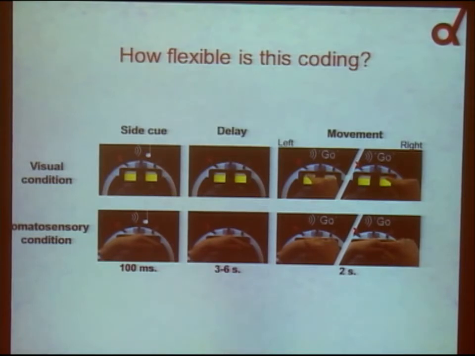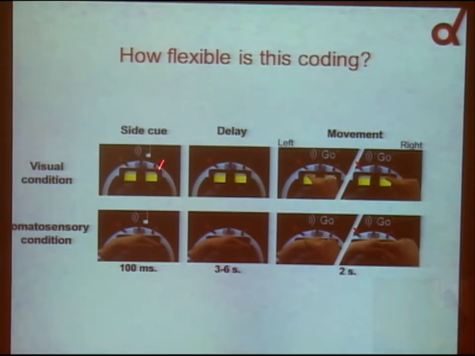Well, think about this problem. Sometimes you have to act upon objects that you can see, sometimes you have to act upon objects that you hear, sometimes you have to act upon objects that you feel. You want to smash away a mosquito that's on your fingers. So how would the brain deal with those sensory conditions? What kind of coding formats, how flexible is the brain in dealing with these different types of sensory information? That's what we wanted to test. That's what we tested recently as follows.